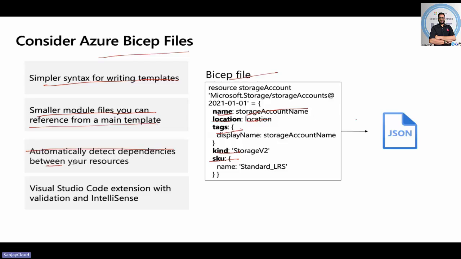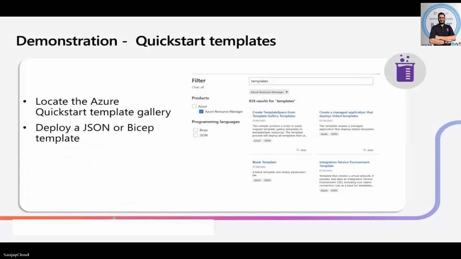It automatically detects dependencies between your resources, and has a Visual Studio Code extension with validation and IntelliSense. So you can create a Bicep file which will help your main deployment, and the values which you want to provide, you can link into that template in this Bicep file.